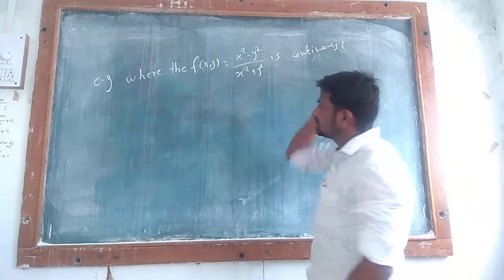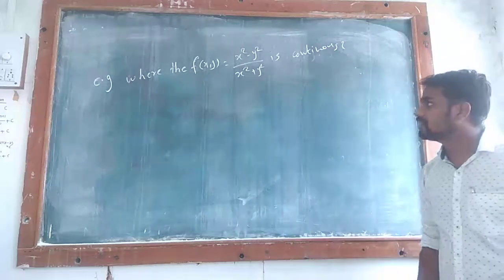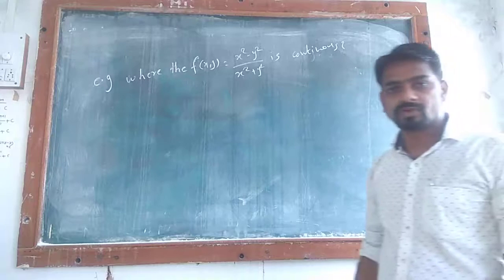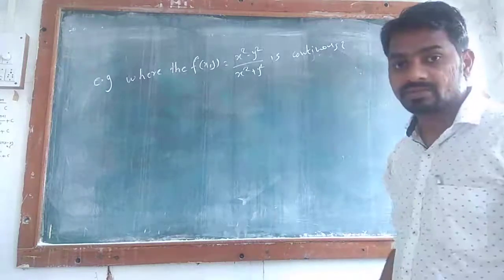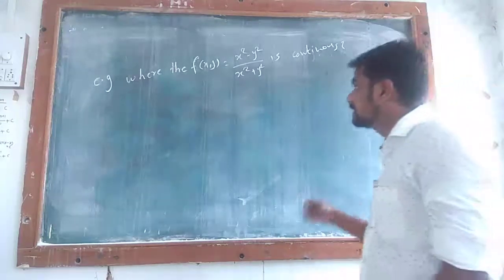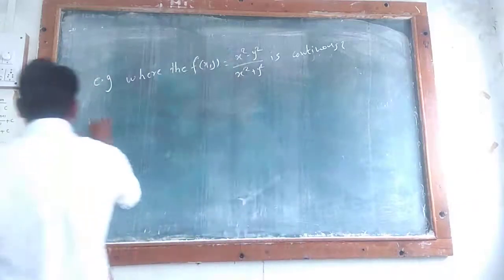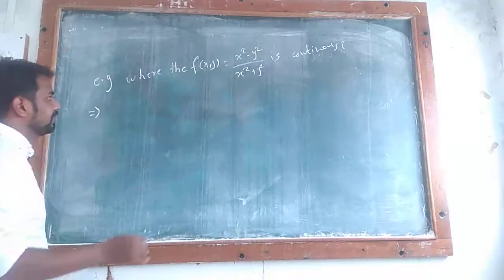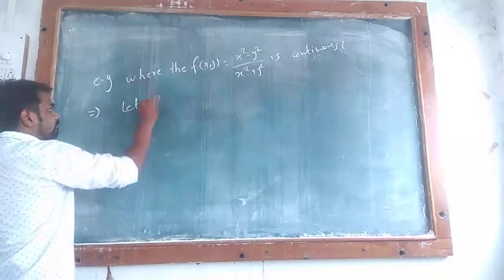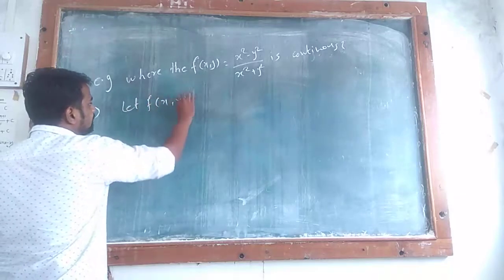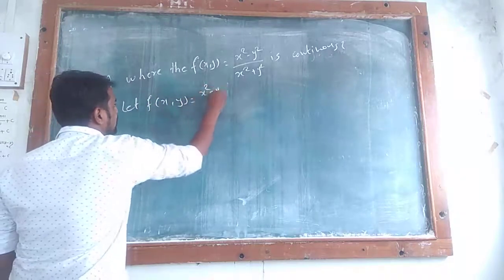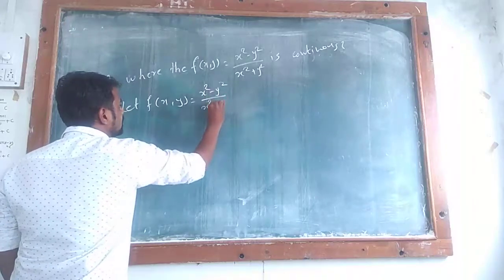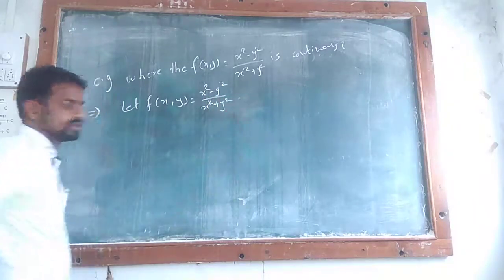Also, we have a question where the function f of x, y equals x square minus y square upon x square plus y square is discontinuous. Also, we find the discontinuity and continuity of the function. Okay, now let f of xy be equal to x square minus y square upon x square plus y square.